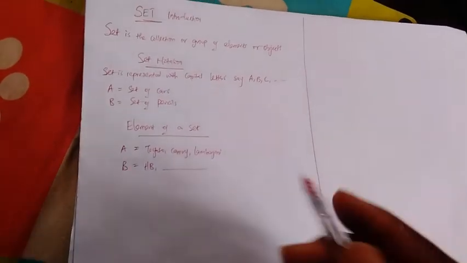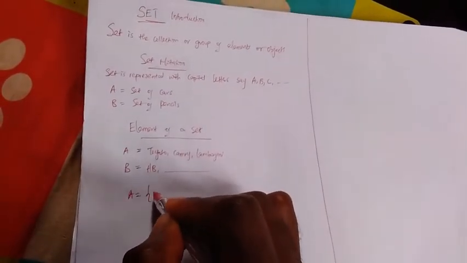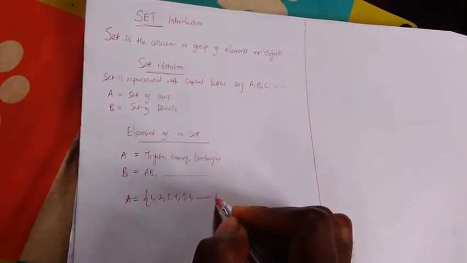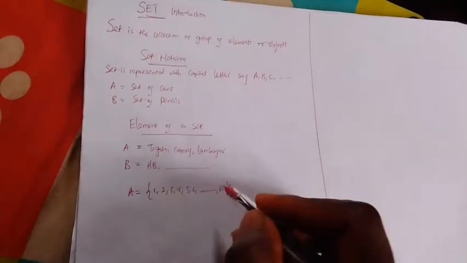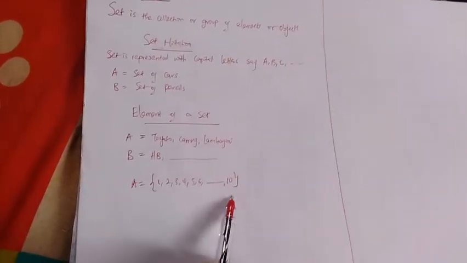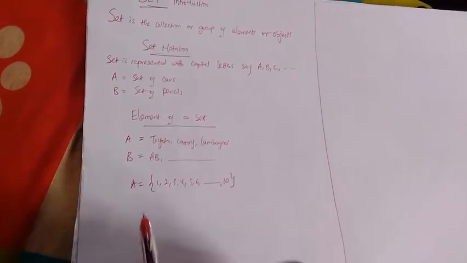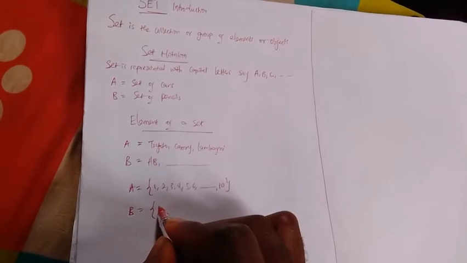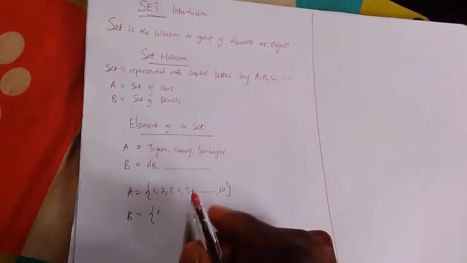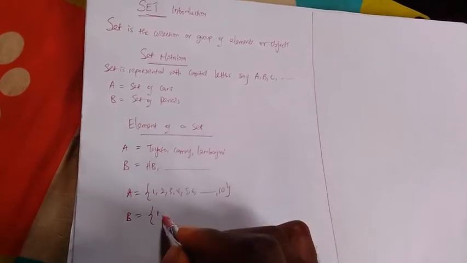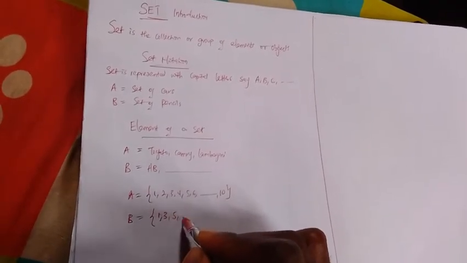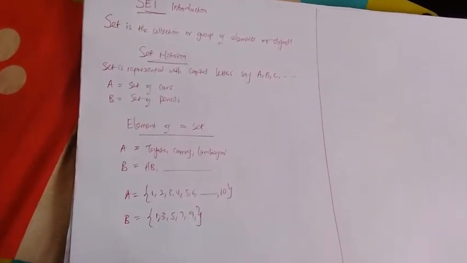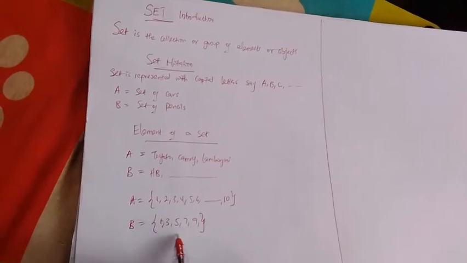Those are elements. So I can give my A to be equal to 1, 2, 3, 4, 5, 6, and so on, till 10. That's 7, 8, 9, 10. In this case, 1 to 10 here represents the elements of A. For B, let's say B were given to be odd numbers less than 10. Odd numbers from 1 less than 10. We have 1, 3, 5, 7, 9. Okay, that's all. Now, these are elements.